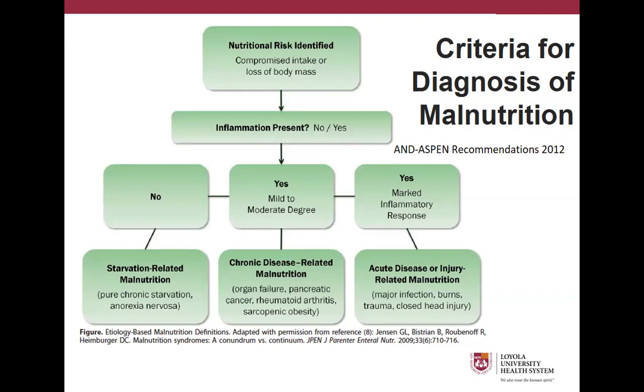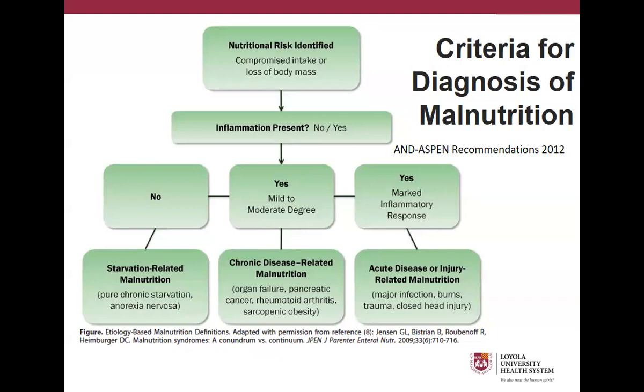Okay, and so criteria for diagnosing malnutrition. So there's 3 types of malnutrition. We have the starvation-related malnutrition, which I kind of talked about, that can be reversible with nutrition. We have chronic disease-related malnutrition. So that's going to be something that's occurring for greater than 3 months. Okay, so it's something that's more chronic, whether it's organ failure related.